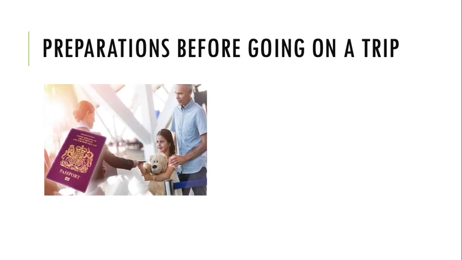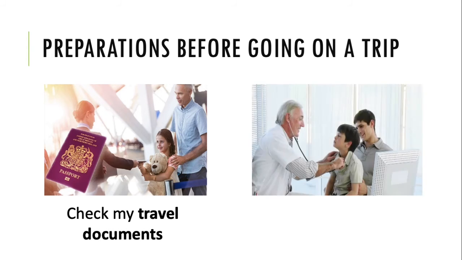Let's look at picture 3. What do you think picture 3 is trying to tell us? Picture 3 is a reminder to us to always check our travel documents. Travel documents include your passport, maybe your Hong Kong or other country ID card. Even items like a plane ticket is a travel document. And lastly, picture 4 is a reminder for us to always get a medical checkup before we go on a trip.